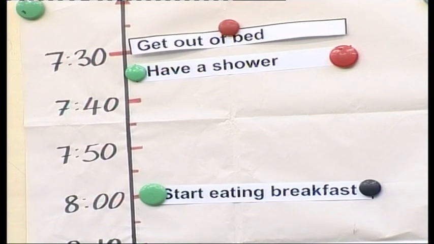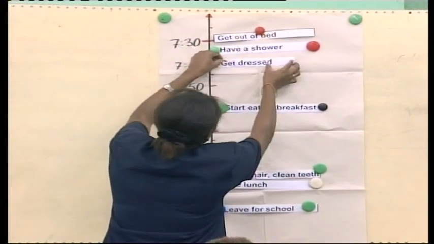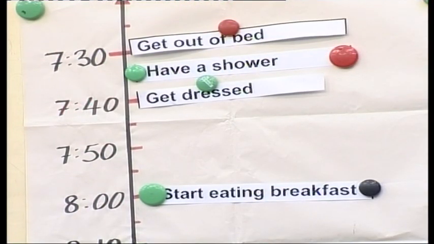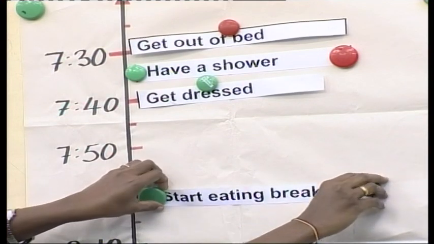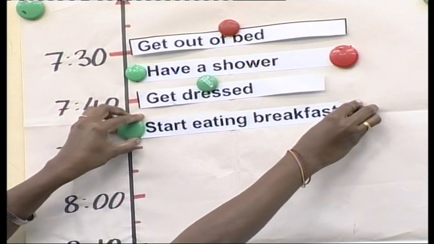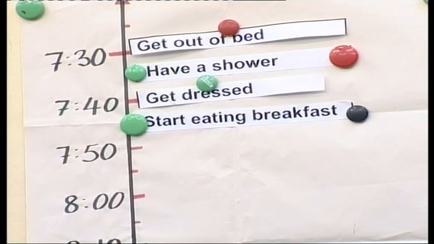Okay, after having your shower, what would be the next activity? Okay, you get dressed. So when do you think you will get yourself dressed? Okay, 7:40. It doesn't take you long to do all this. Then what are you going to do? Start breakfast. When do you have breakfast? 7:45. Okay, it doesn't take you that long to have all this. You have time to go to school.